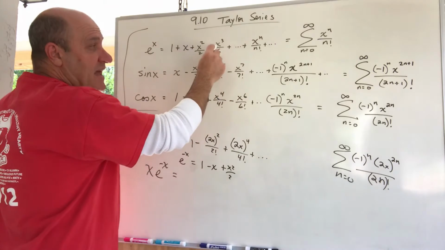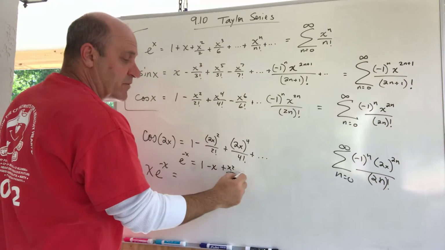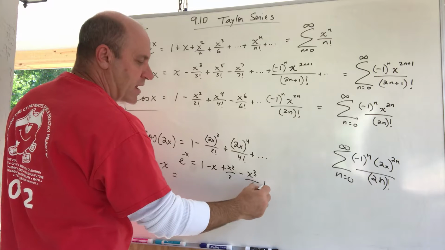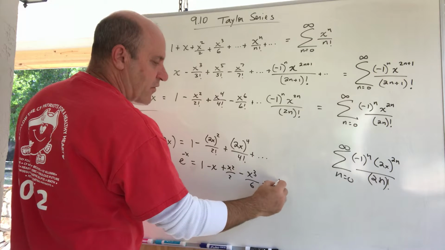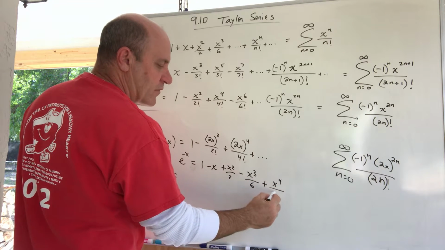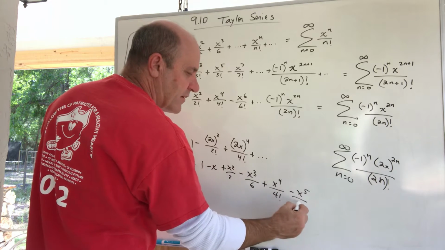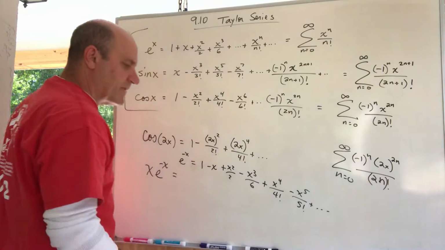I replace that x with a -x. When you cube it, it will be negative x cubed over 6, or 3 factorial. Positive x to the 4th over 4 factorial. Negative x to the 5th over 5 factorial. And so on. Okay, now what?